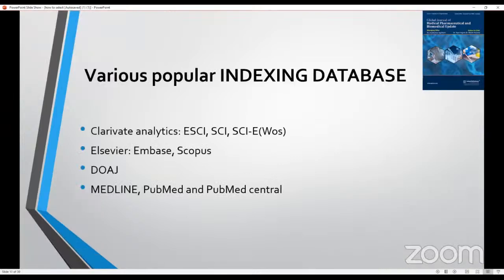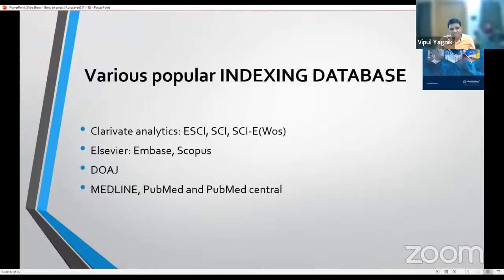So these are various popular indexing agencies. Clarivate Analytics is the first, which gives three indexes: ESCI, SCI and SCIE. ESCI stands for Emerging Sources Citation Index. SCI stands for Science Citation Index, and SCIE stands for Science Citation Index Expanded.